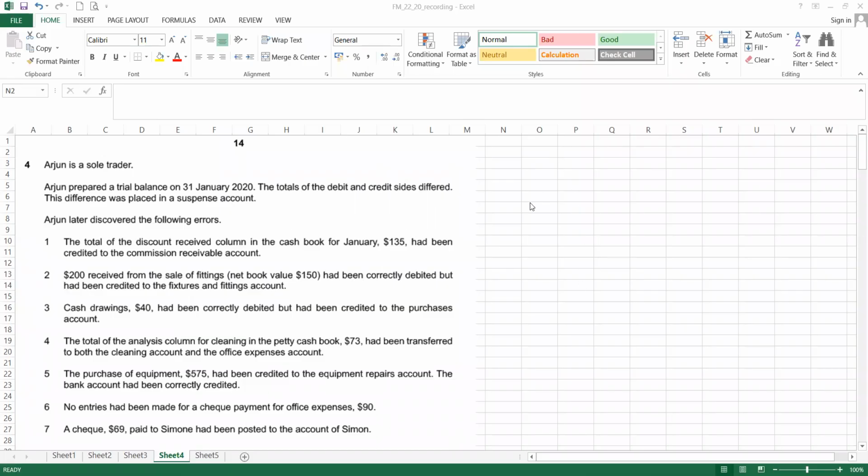Okay, question 4. Arjun is a sole trader. Arjun prepared the trial balance on 31st January 2020. The total of debit and credit side differ. That means there is a difference. The difference was placed in the suspense account. So after that, he discovered all this.